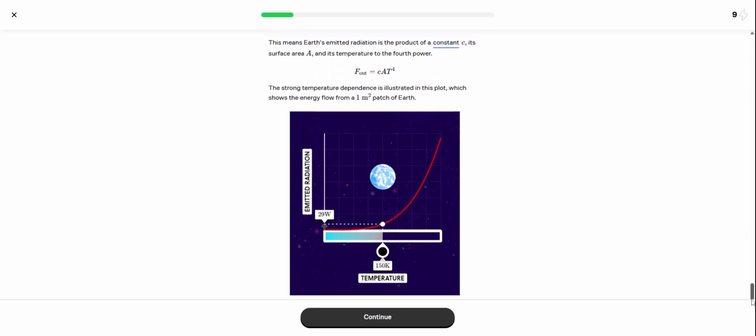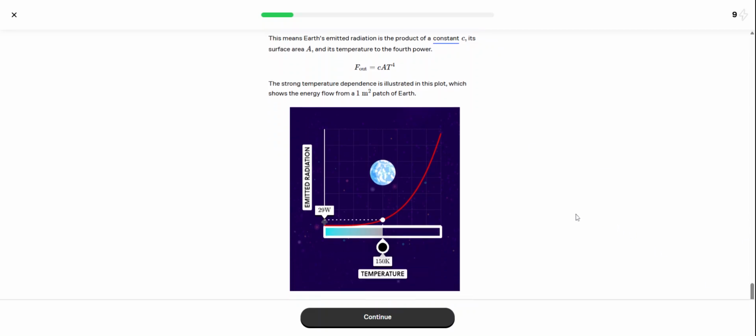So if I scroll down, yes, the energy flow from a 1 meter square patch of Earth, at around 150 kelvin, is 29 watts, and increases exponentially with temperature change. Emitted radiation will also increase rapidly as we shift the temperature far to the right. Let's continue anyway.